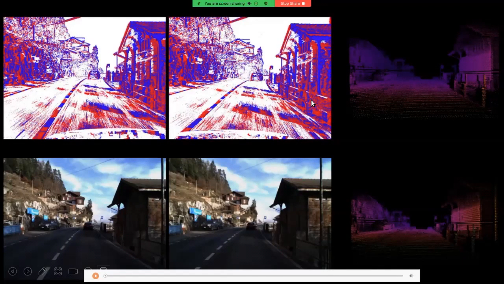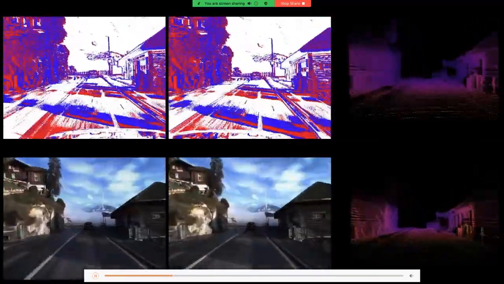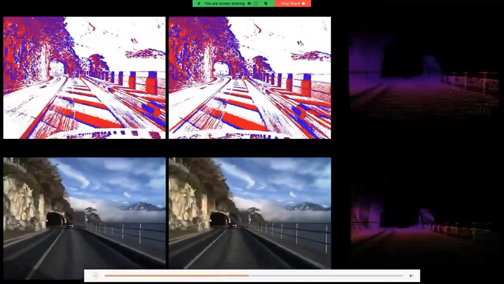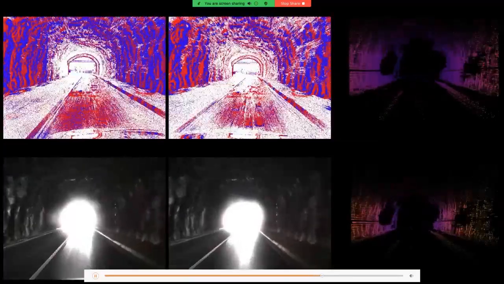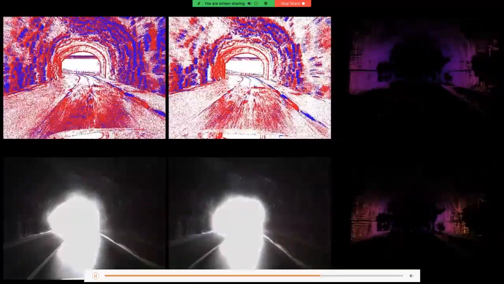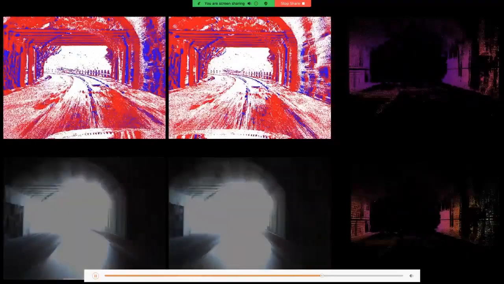And this is what it looks like. So we drive around in Switzerland. Hopefully you can see this and it's not too stuttery. On the top left, you can see event camera output from the left and right camera. On the bottom, the global shutter output, and on the right, you can see the LiDAR. And here you can see, for example, a high dynamic range scenario when you leave the tunnel.